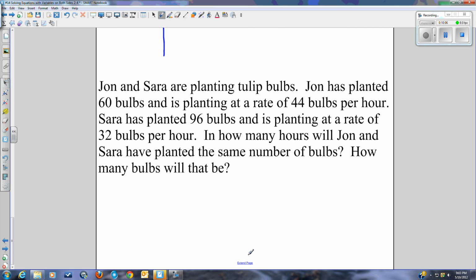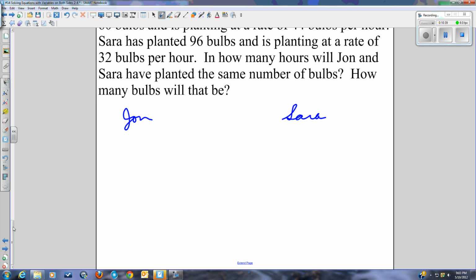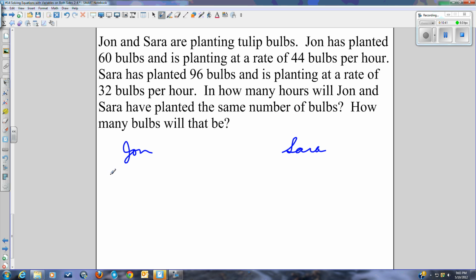The last problem, John and Sarah are planting tulip bulbs. John has planted 60 bulbs and is planting at a rate of 44 bulbs per hour. Sarah has planted 96 bulbs and is planting at a rate of 32 bulbs per hour. In how many hours will John and Sarah have planted the same number of bulbs? How many bulbs will that be? Well, let's look at what John and Sarah are both doing. Well, John has planted 60 bulbs, and he's planting at a rate of 44 bulbs per hour.